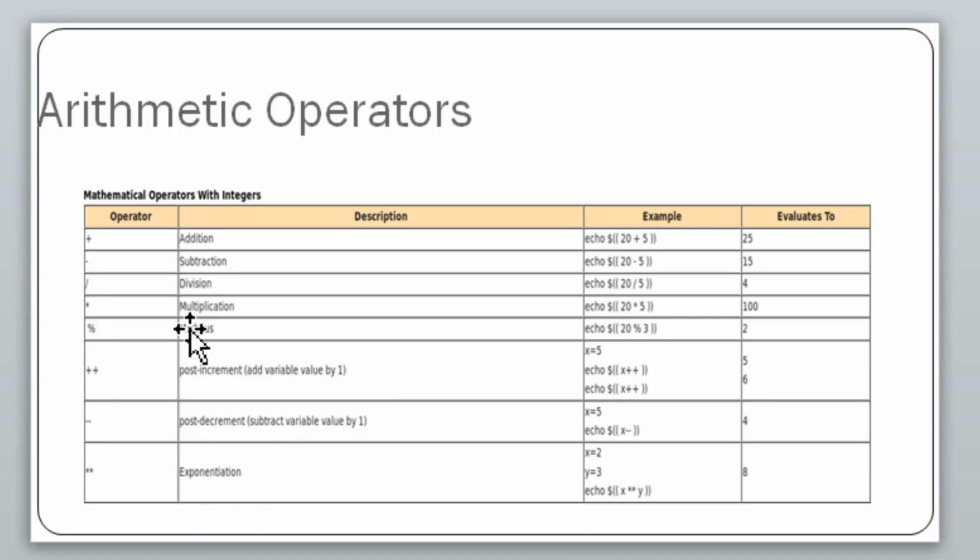This is kind of unique. What this does is it divides two numbers and gives you the remainder of what's left over. So it doesn't actually give you what it divides out to, just the remainder.